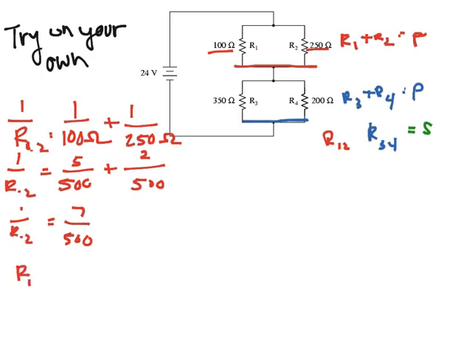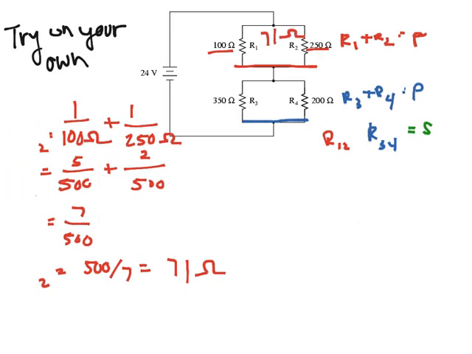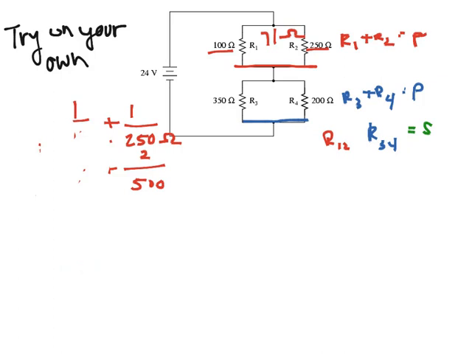You flip these, so you get 500 divided by 7, which is equal to about 71, and I'm just going to round that. So it's going to be 71 ohms is equal to R1 and 2. So if we were to redraw our circuit from here, I'm going to erase a lot of things, so pause it. So if we were now to redraw our circuit with that R equivalent taken into account, we have our 24 volt battery.